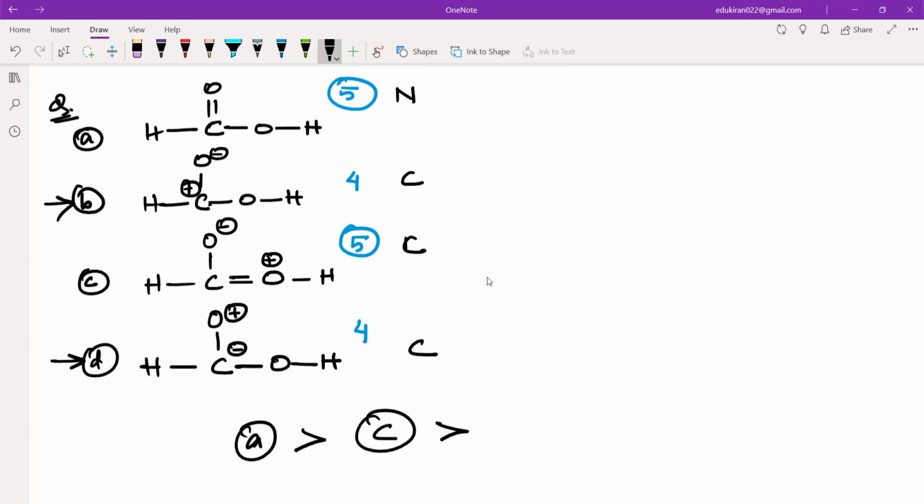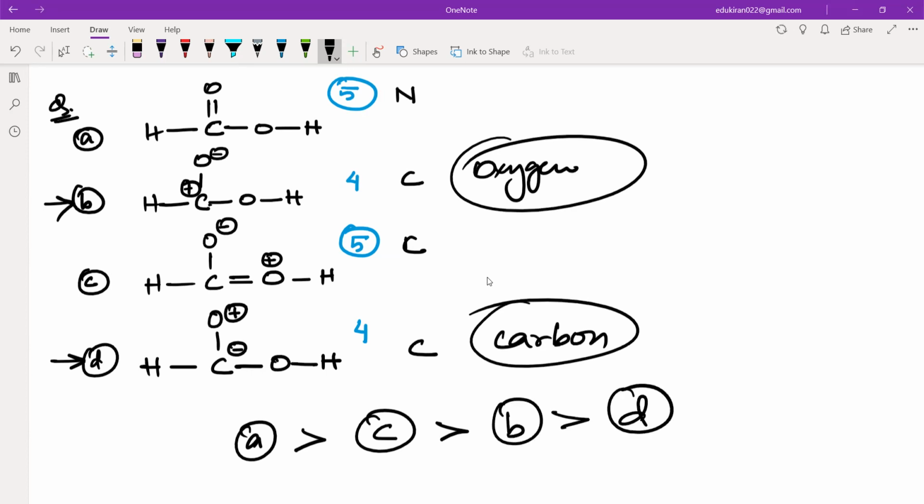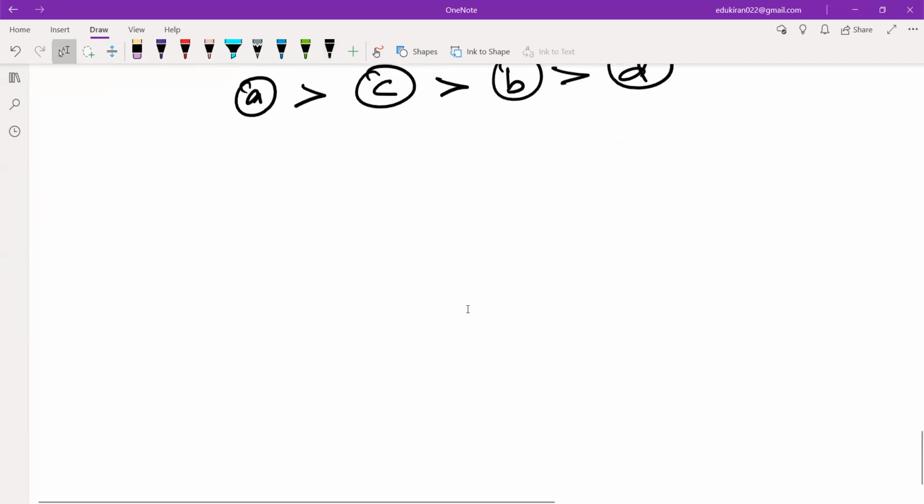So you tell me, where is the negative charge on the B structure? On oxygen. Where is the negative charge in the D structure? Carbon. So you tell me, which will be more stable? Which is more electronegative, oxygen or carbon? Oxygen. So that will be more stable, right? So B and then D. Okay. Yes, sir. Okay. Fine, let's go. Right, mesomeric effect.